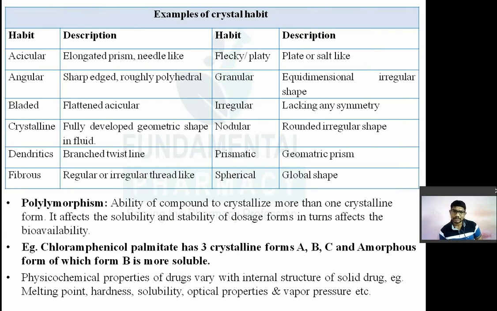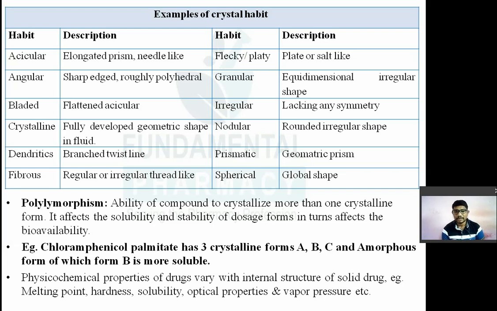Physical chemical properties of a drug will differ with the internal structure of the solid. Example, melting point, hardness, solubility, optical properties, vapor pressure. मतलब क्या कि जो polymorphism है, it is the ability of a compound to crystallize in a different crystalline form. तो वो different crystalline form जो है उसको बोलेंगे polymorph. And these polymorphs differ in the physical properties. उनका physical properties अलग अलग होता है. So in turn they will affect your bioavailability, your product. Okay? So physical chemical properties of drug vary with the internal structure of solid.